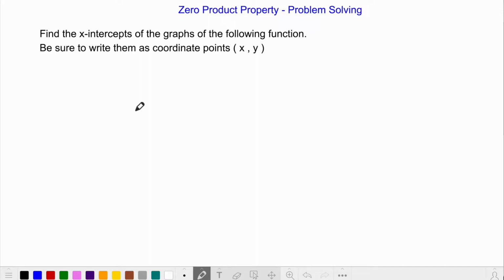Hi everyone, welcome back to Hein Academy, and in this video we are going to solve the third problem in finding the x-intercepts of the graph of the quadratic equation using zero product property.